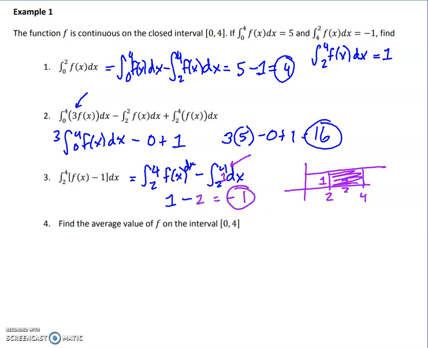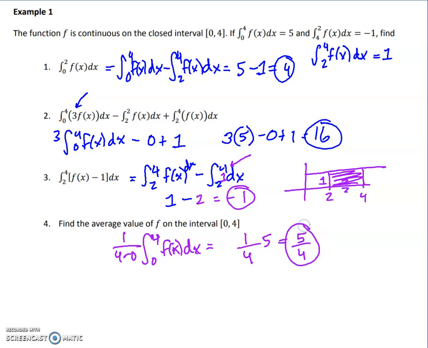So we're going to subtract 2, so we get an area of -1. And then the last one asks us to find the average value of f on this interval. The average value, remember, should be 1 over the difference of your interval, so 4 minus 0, times the integral from 0 to 4 of f of x dx. So let's put in what we know. That would be 1/4 of, we know the integral from 0 to 4 of our function is 5, so that's just 5/4 as my average value along the way.